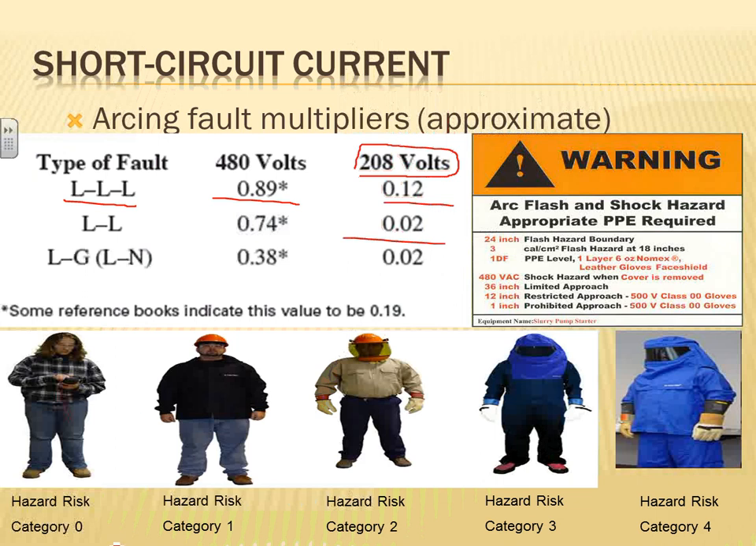So here's a couple of categories I thought, just because this is directly related to the arc flash and overcurrent protection devices. So I got category 0, and you're comfortable.